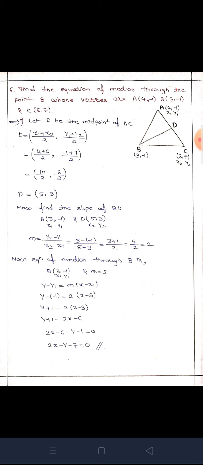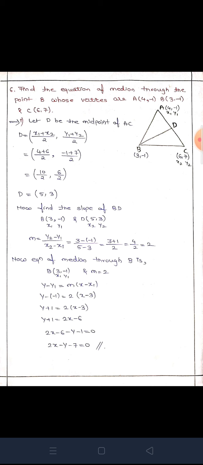In the next line, take all the terms to the right-hand side. That is 2x minus 6 minus y minus 1 equals 0. So 2x minus y minus 6 minus 1, that is minus 7, equals 0. This is the equation of the median through the point B.